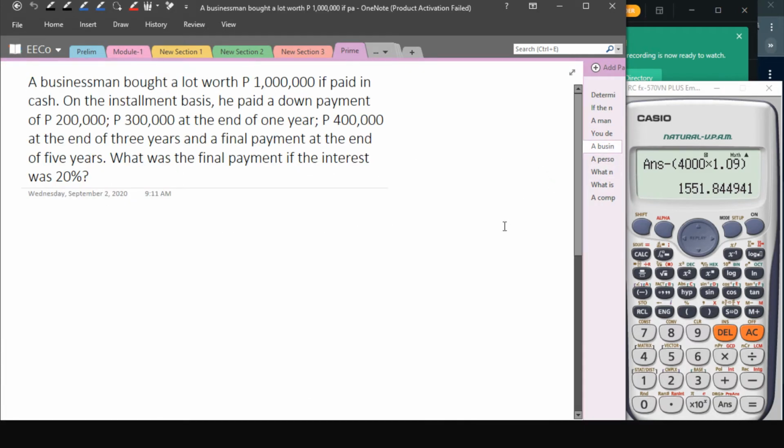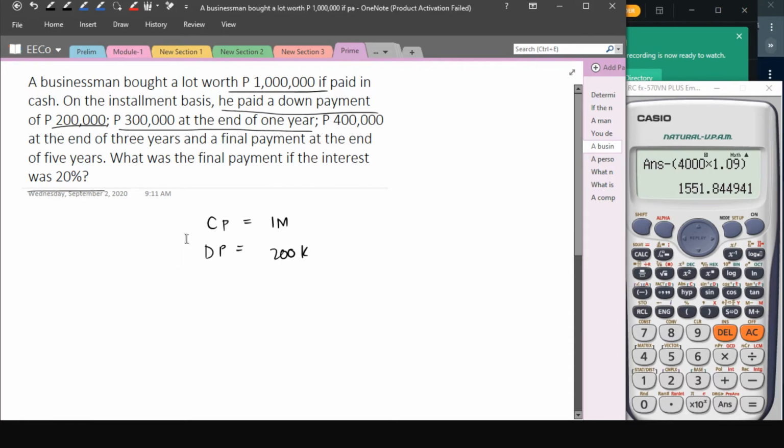Next one. Mahaba. A businessman bought a lot worth 1 million pesos if paid in cash. So, meron kang cash price na 1 million pesos, 1M. On installment basis, he paid a down payment of 200,000. So, DP, 200K. Pag hindi mo kayang bayaran, dadaan mo sa down payment. And at the end of 1 year, nagbayad ka ulit ng 300,000. 400,000 at the end of 3 years and the final payment at the end of 5 years. What was the final payment if the interest was 20% actual?